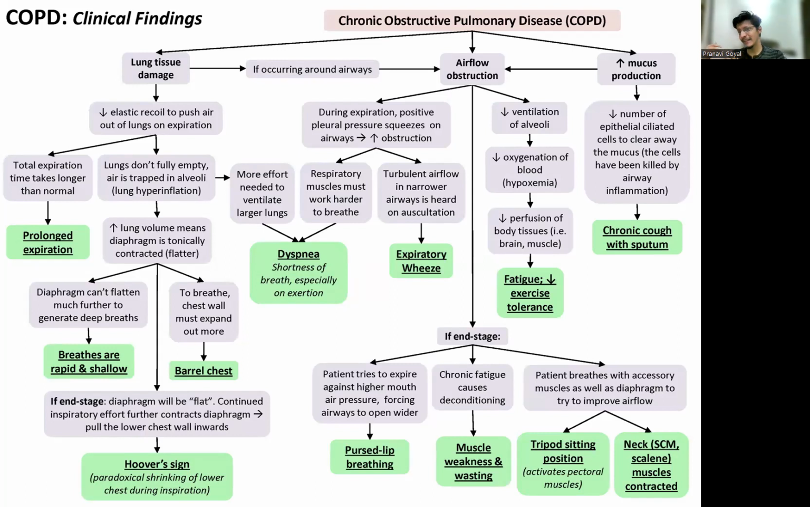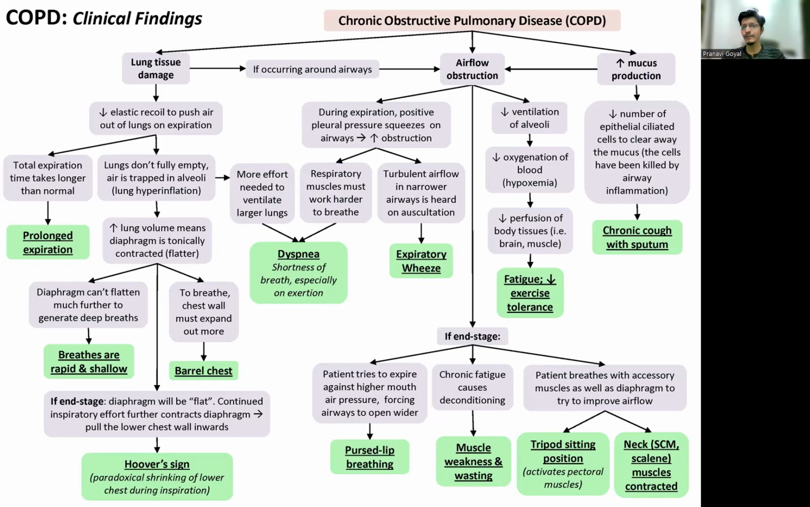Now, in the later stages, what will happen? Your diaphragm will flatten down. Now, when the diaphragm flattens down and you try to inspire, what will happen? The lower ribs will pull inwards, leading to Hoover's sign. Usually, at inspiration, our chest should expand, but in Hoover's sign, the lower ribs move inwards. All this takes a lot of effort, leading to dyspnea.